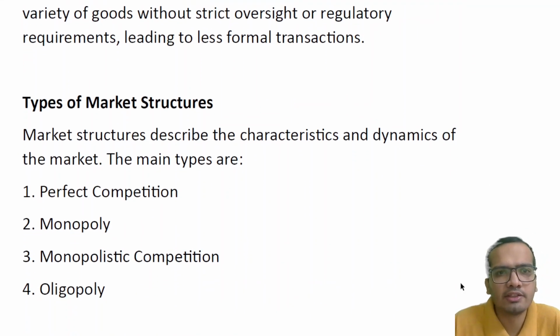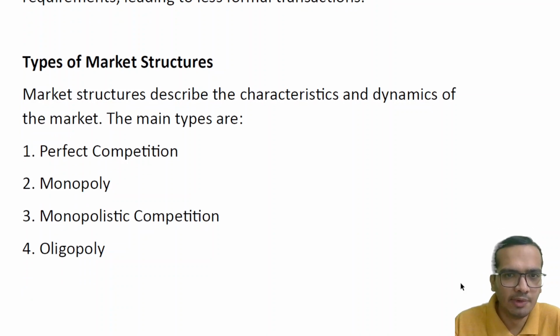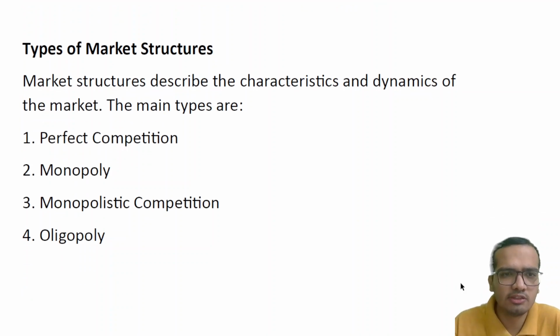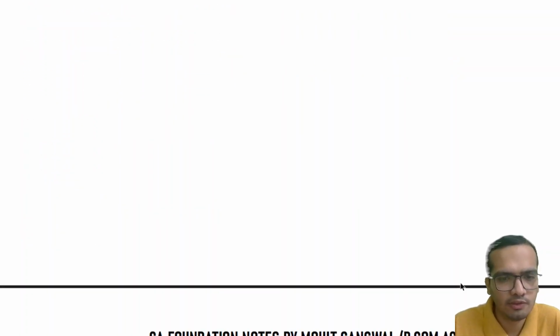Now comes the market structure. So, types of market structure. Market structure describes the characteristics and dynamics of the market. The main types are as follows. First is perfect competition. Second is monopoly. Third is monopolistic competition, and fourth is oligopoly.